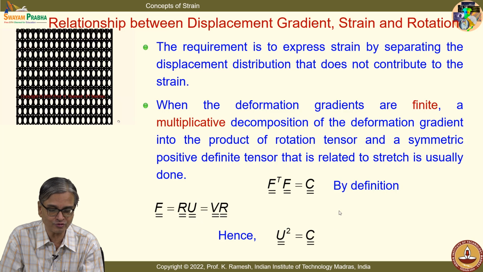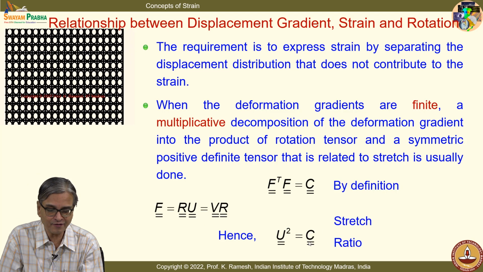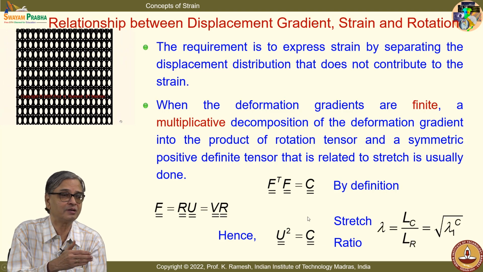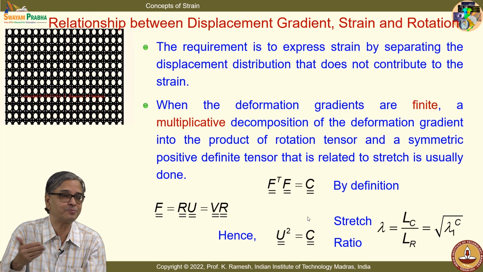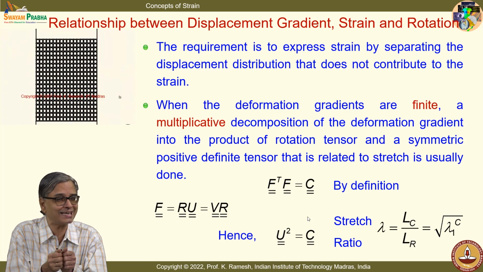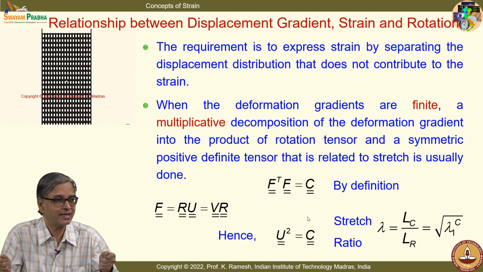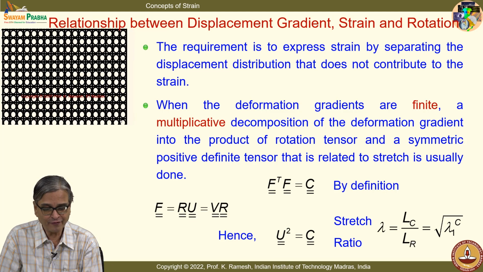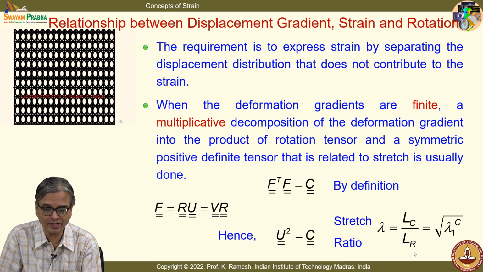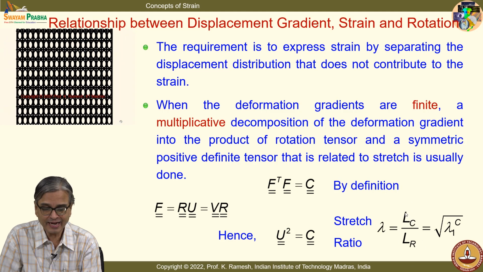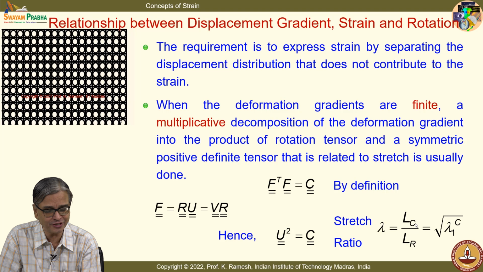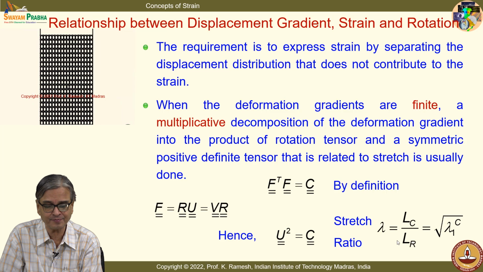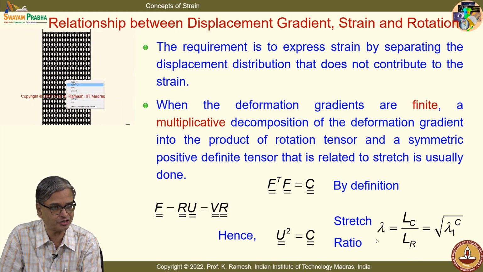I get U squared equal to C, and then I said, when you have strain, looked at your principal strain direction, you see that as a stretch, okay, only axial elongation. So, I can also define the deformation in terms of what is known as a stretch ratio, where LC is the length in the current configuration and LR is the length in the reference configuration. That is a language that is used, and this ratio is called stretch.